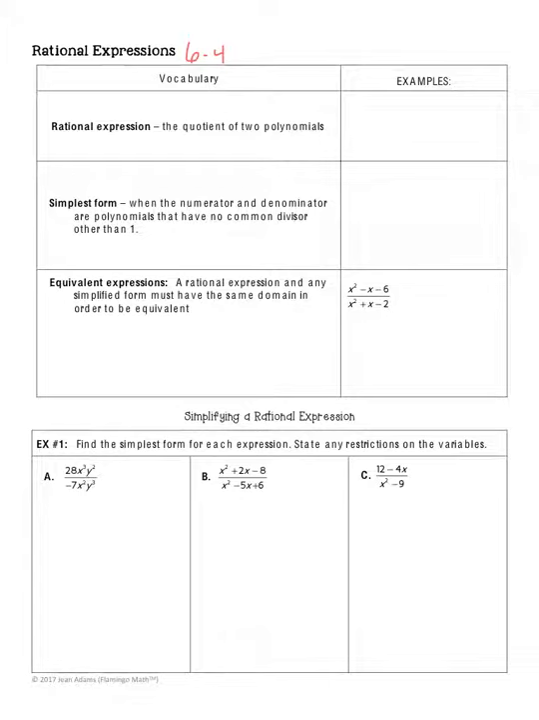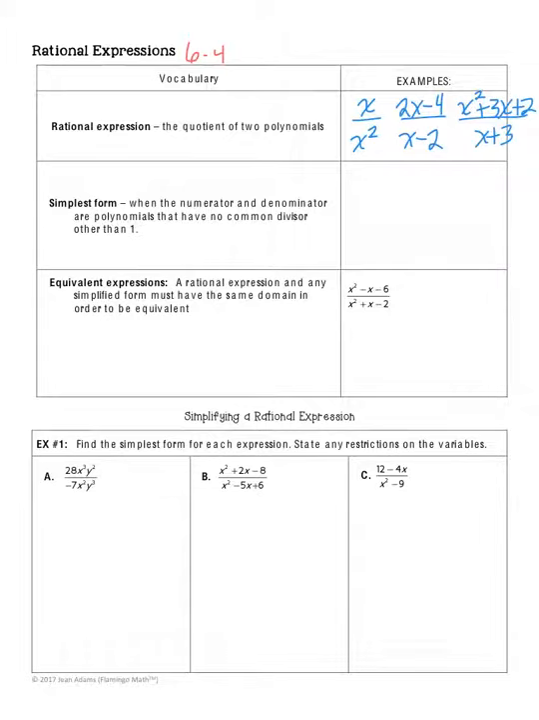So some examples might be x over x squared, or you could have 2x minus 4 over x minus 2, or there's something a little bit more complicated, x squared plus 3x plus 2, all divided by x plus 3. So all of these are considered rational expressions.